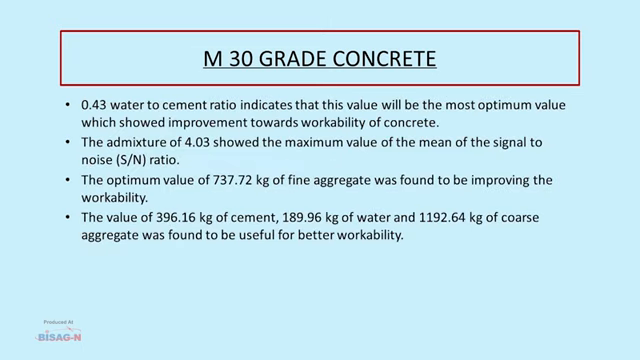Here we can see that a 0.43 water to cement ratio indicates the most optimum value towards the workability of the concrete. The admixture of 4.3 shows the optimum value for fine aggregate is 737.72 kgs, followed by 396.16 kgs of cement, 189 kgs of water and 1192 kgs of coarse aggregate.